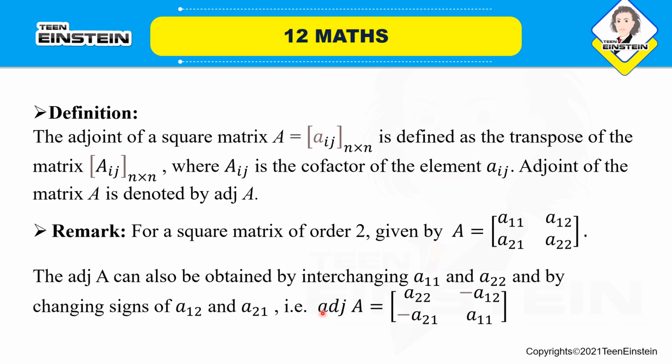Therefore, adjoint A is equal to the matrix [A22, minus A12; minus A21, A11]. See the diagonal: I have interchanged A11 and A22, and I have changed the signs of A12 and A21. So this is the adjoint A for the given matrix A.